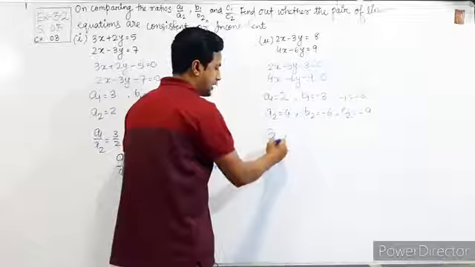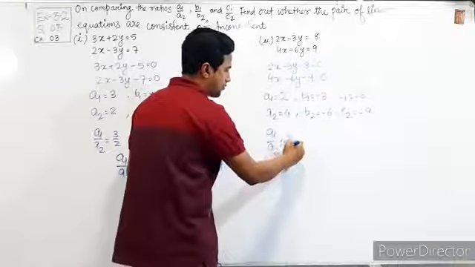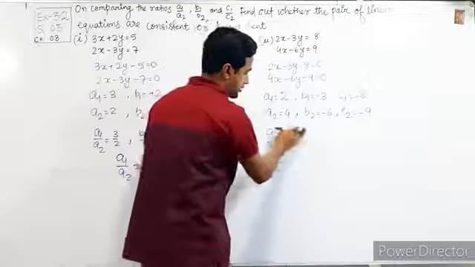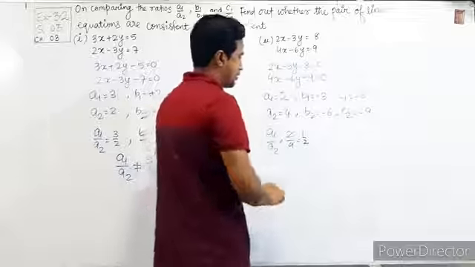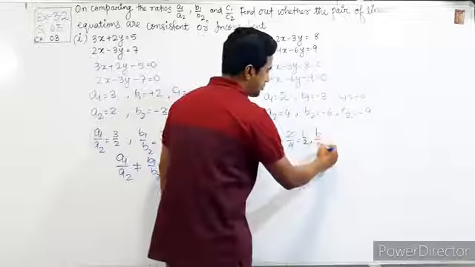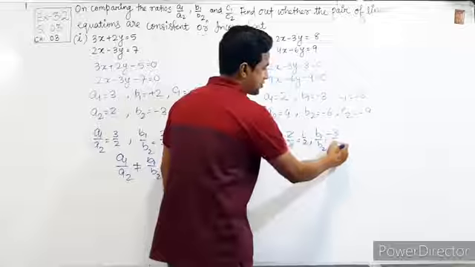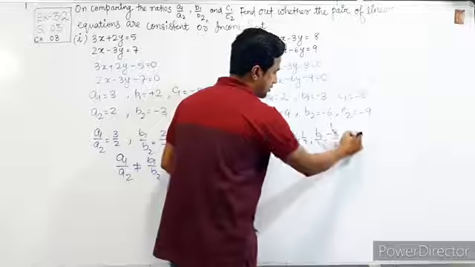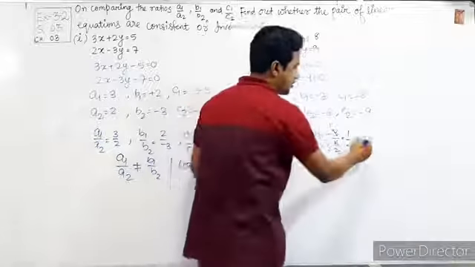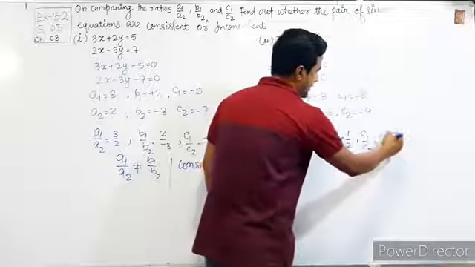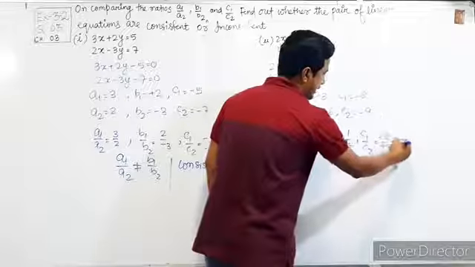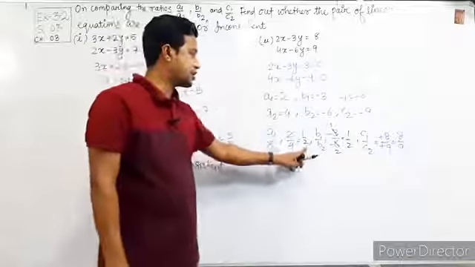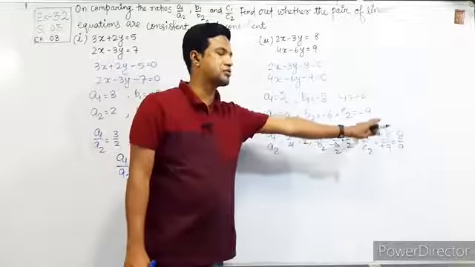Now find the ratios. a1 by a2, I got 2 by 4. After cancellation, I got 1 by 2. Now let's go for b1 by b2, that is minus 3 upon minus 6, minus minus cancel, again I got 1 by 2. Again go for c1 by c2, I got minus 8 by minus 9, after cancelling I got 8 by 9. Now comparison: a1 by a2 is 1 by 2, b1 by b2 is also 1 by 2, and c1 by c2 is 8 by 9.